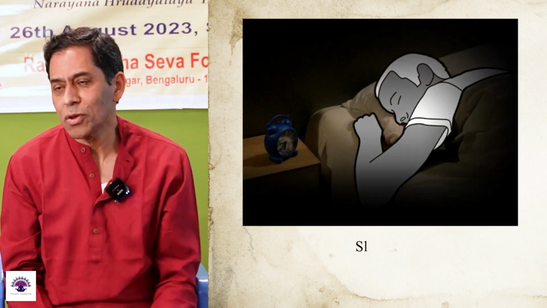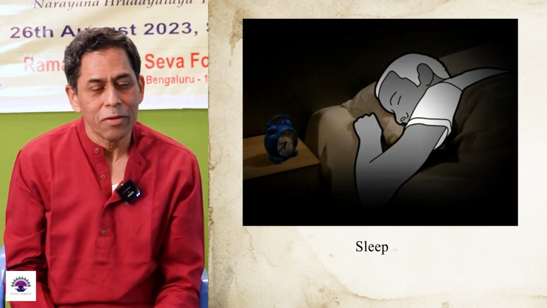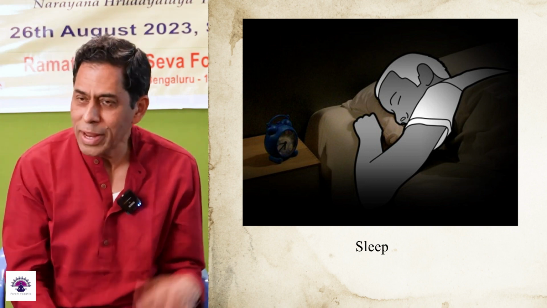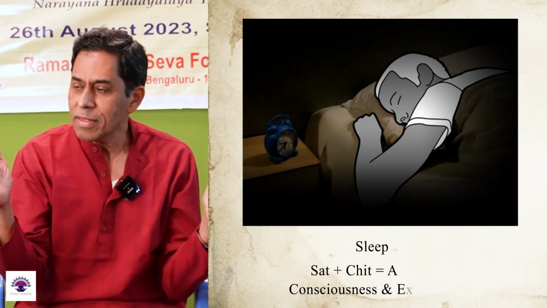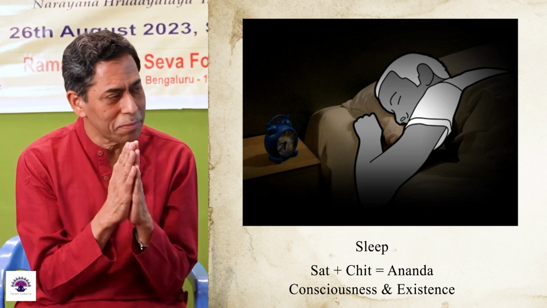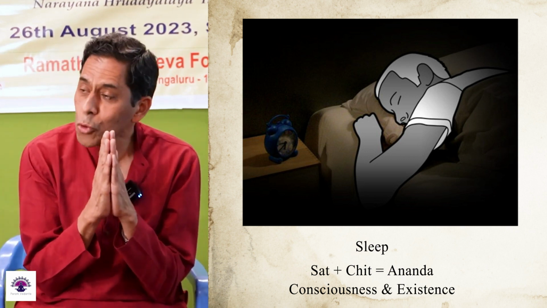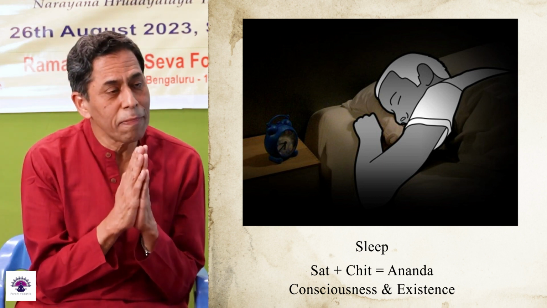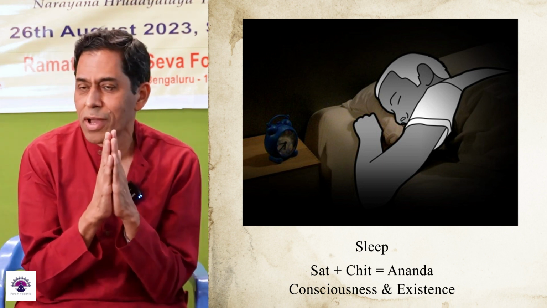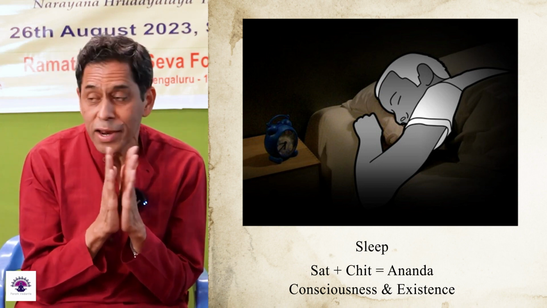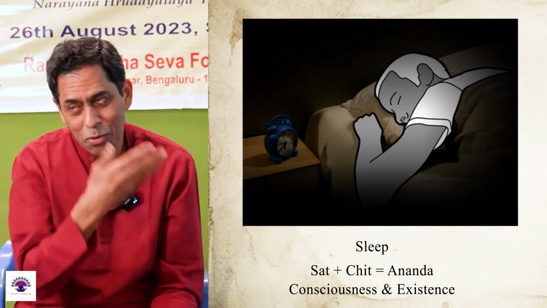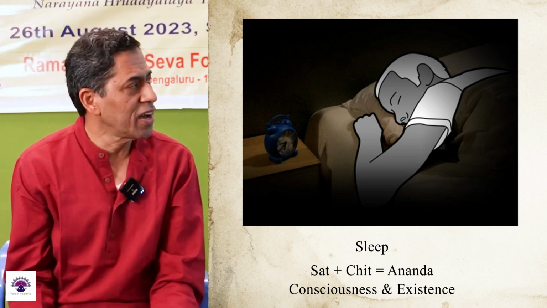What happens when a person goes to sleep? Sat and Chit have come together. And when Sat and Chit have come together, you have no limits, you have Ananda. Whenever Sat and Chit have come together, you have Ananda. Now, it is called Vishayananda.